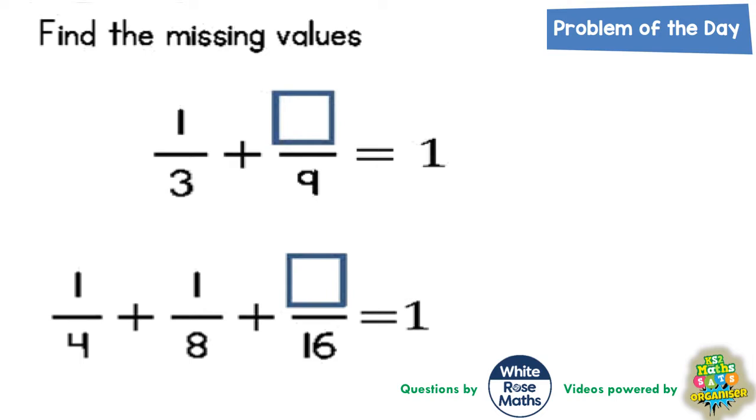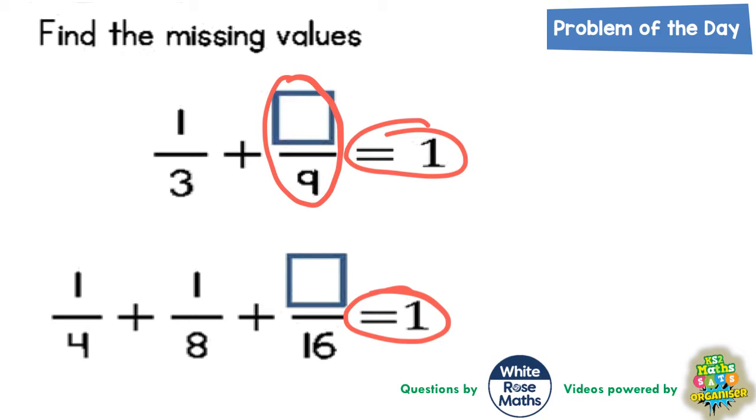We've got two sums involving fractions with different denominators, and both of the sums need to add up to one whole. So the first thing we need to do is look at the denominators, and we need to make them into common denominators. Well, in this first one, we're trying to find a mystery number of ninths, which is what's going to go in that box.